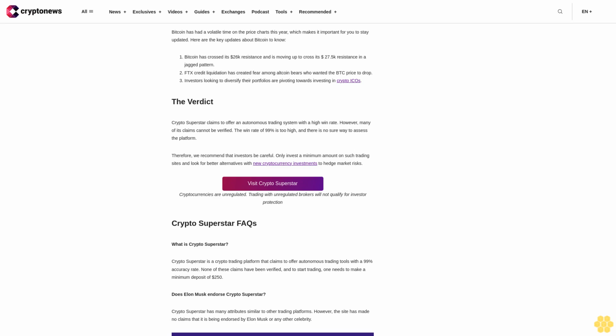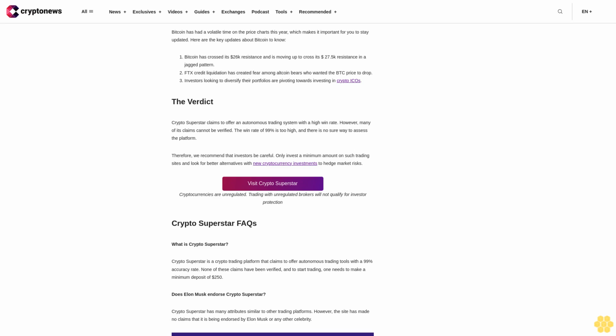Latest Bitcoin news. Bitcoin has had a volatile time on the price charts this year, which makes it important for you to stay updated. Here are the key updates about Bitcoin to know. Bitcoin has crossed its $26k resistance and is moving up to cross its $27.5k resistance in a jagged pattern. FTX credit liquidation has created fear among altcoin bears who wanted the BTC price to drop. Investors looking to diversify their portfolios are pivoting towards investing in crypto ICOs.